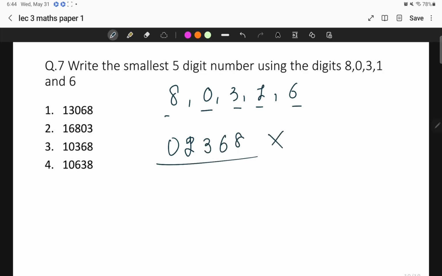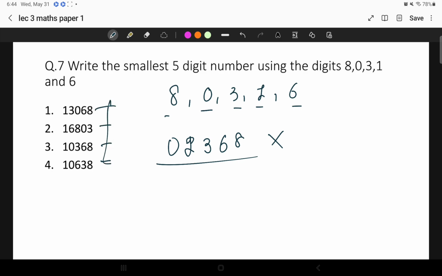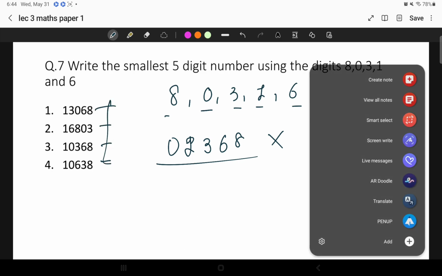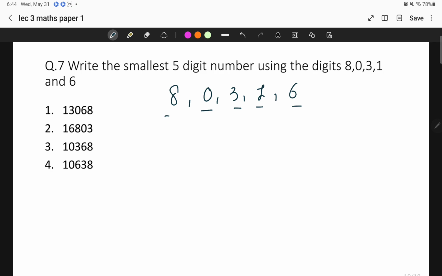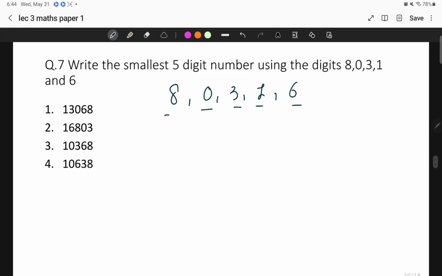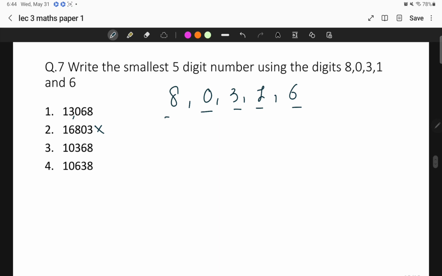Never take 0 in the front. Even in the options they have not given such a number. So if we look at the options, you can find the answer to the question. I'll show you how. The first option is 13,068. The second number is 16,803, which is the wrong option because we have to find the smallest number, not the largest one. This is the largest one.